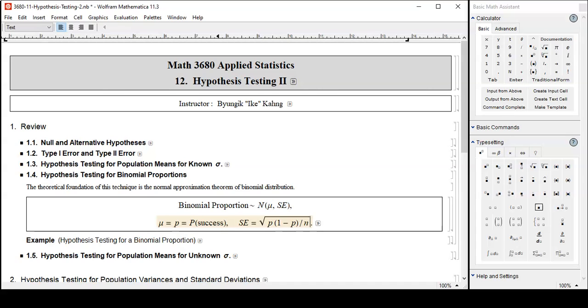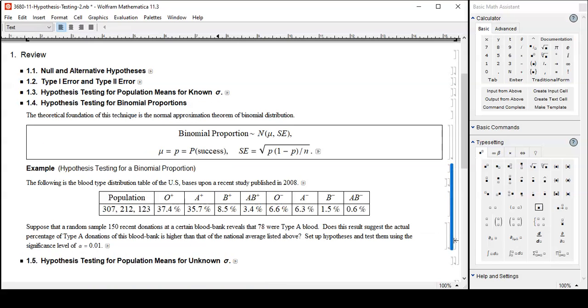Proportion is now the new mean, so centered around the proportion. And standard error is square root of p(1 minus p) over n. Important thing here is to use the null proportion here. Here's an example. We're talking about the blood types. For A types, so Rh positive A, Rh negative A, adding up we have 42%.